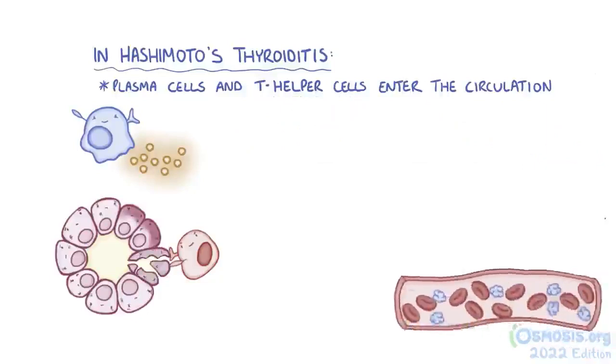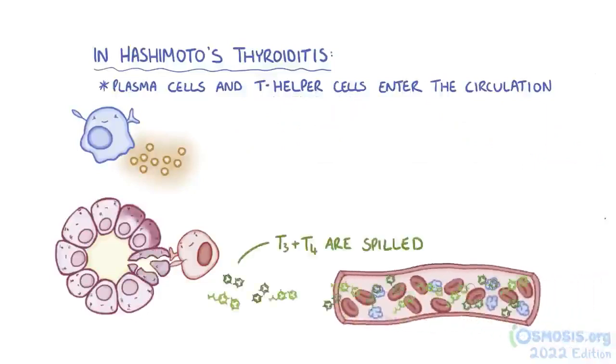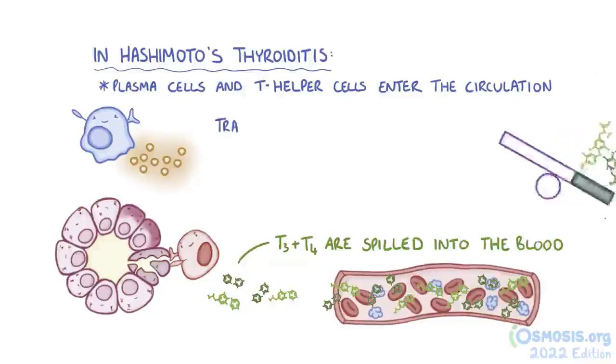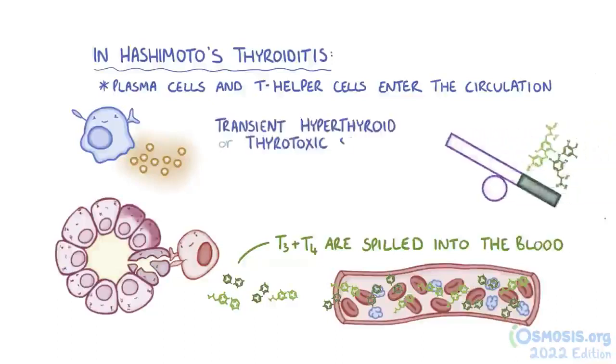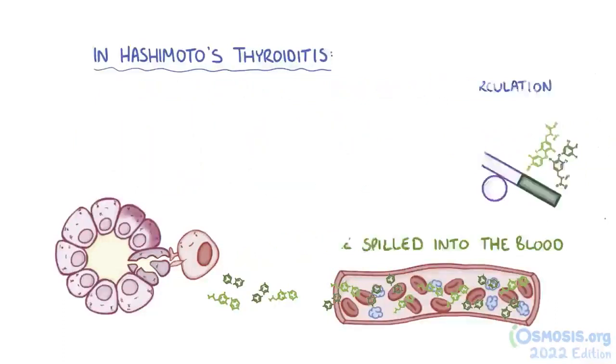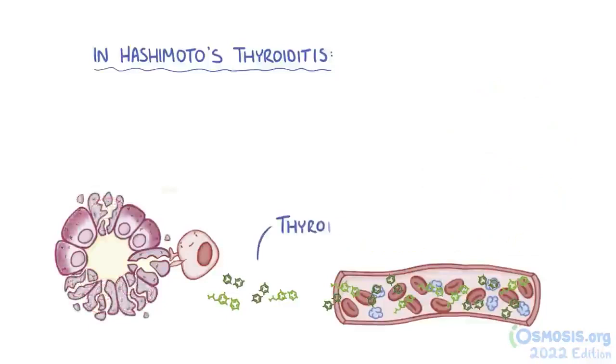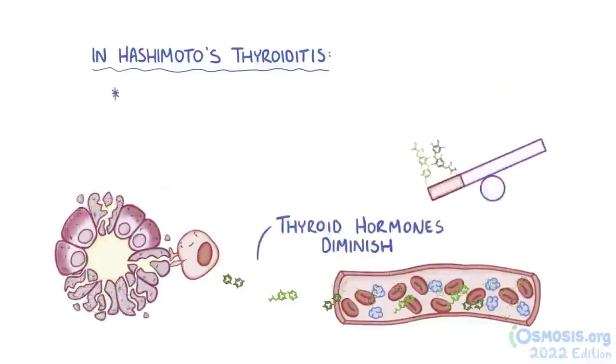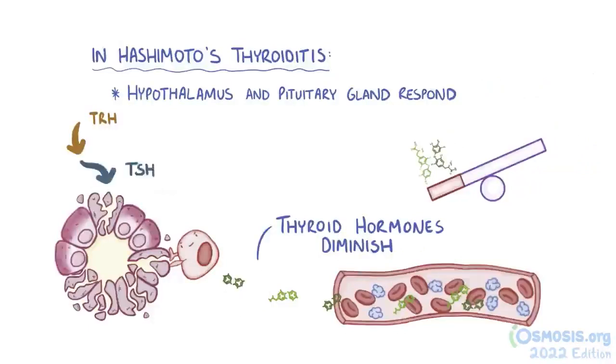Initially, the destruction of follicular cells leads to T3 and T4 getting spilled out into the blood, creating a transient hyperthyroid or thyrotoxic state, often called hashitoxicosis. But as the thyroid gland gets more and more damaged, thyroid hormones diminish. The hypothalamus and pituitary gland respond by increasing their TRH and TSH production, but eventually the thyroid becomes too damaged to produce enough thyroid hormones.